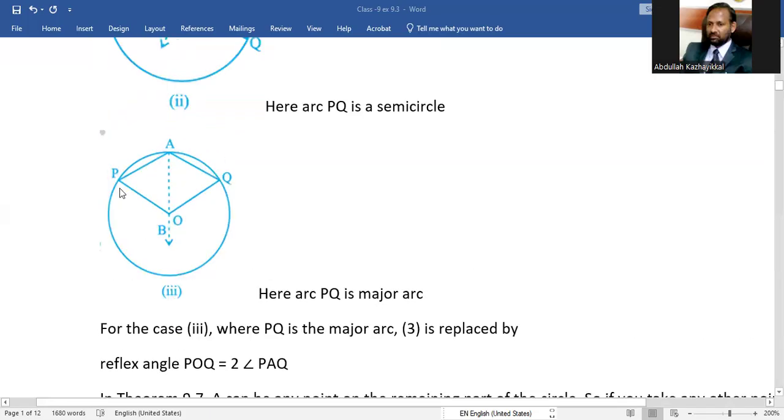We can see a property. When the major arc, see, here the major arc, the arc is big. What happened to the angle?